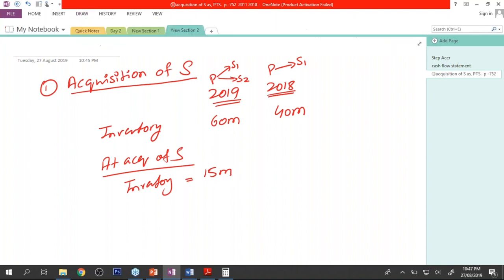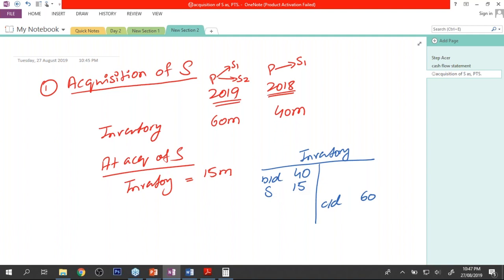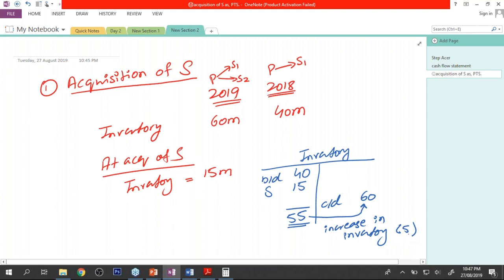The value of the inventory at the date of acquisition was $15 million. So what we do is we need to prepare a T account of the inventory, and we say that the opening inventory was 40, the closing inventory is 60, and we have purchased inventory of 15 along with a subsidiary. So this means that the opening inventory was 55, which has increased to 60. So we are only going to show an increase in inventory of 5 in the cash flow from operating activities. We are not going to show the entire 20 million. We are only going to show the inventory outflow of 5 million in the cash flow from operating activities.